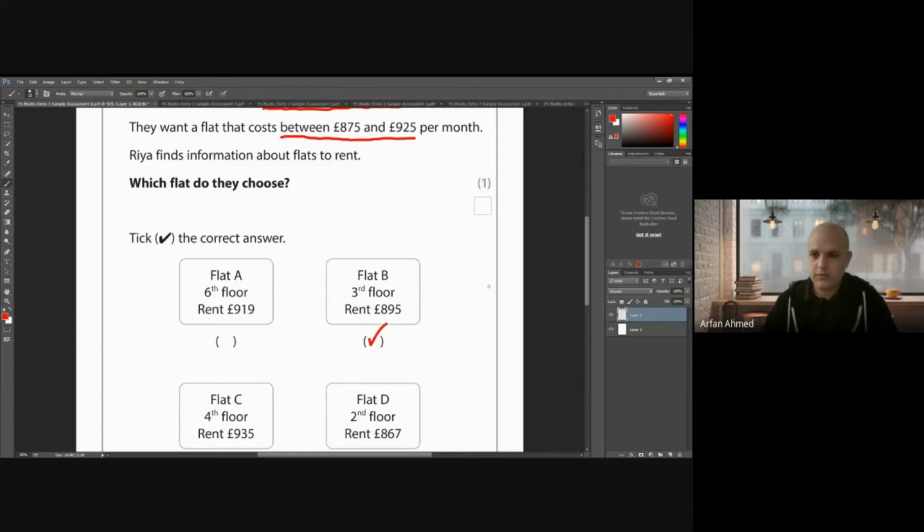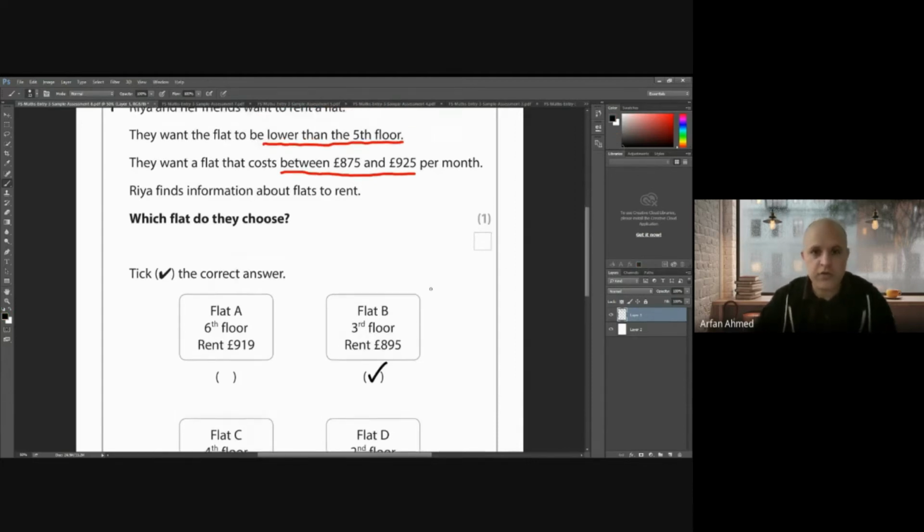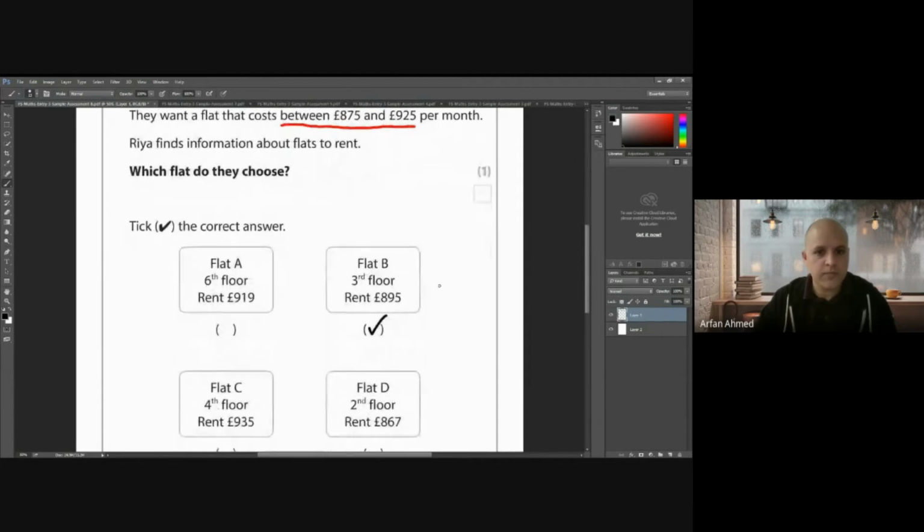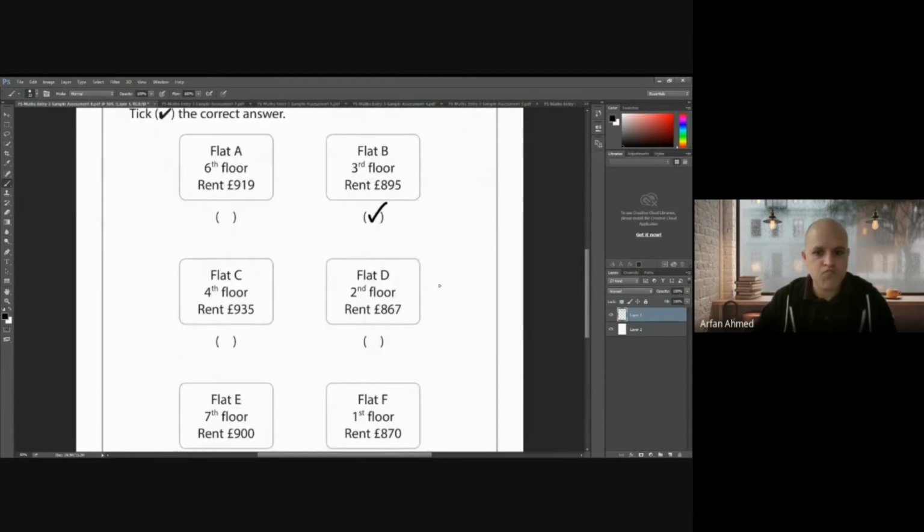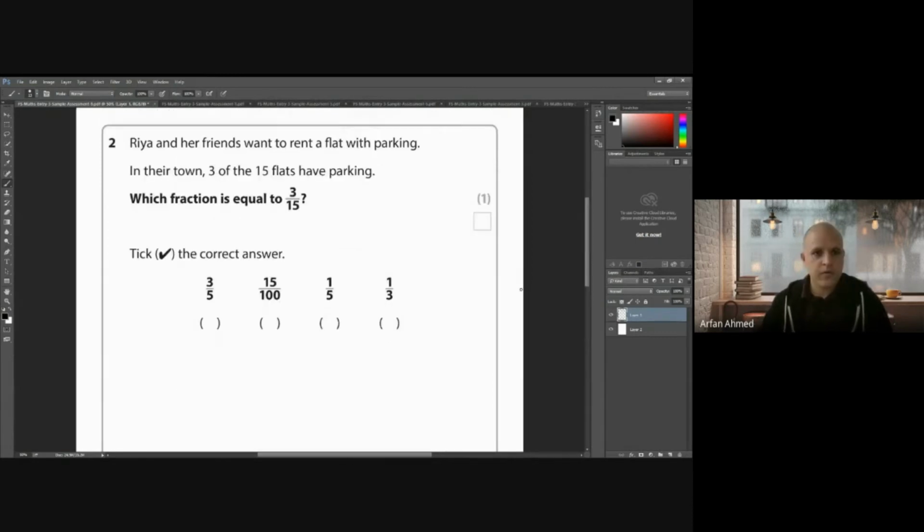Just tick it there. There you go. And you just get 1 mark just for doing that. There's no working out for this. You just tick the right one. Let's move on.